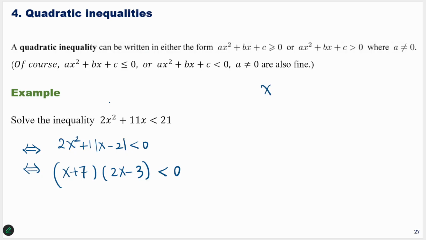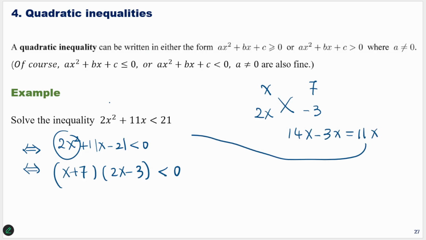x, then you will have 2x. x by 2x will give you 2x squared. Then you have -21, which can be factorized to 7 by -3. Then the cross product will give you 14x minus 3x equals 11x, which is the term in the middle here, right? So x plus 7 is our first factor, 2x minus 3 is our second factor.